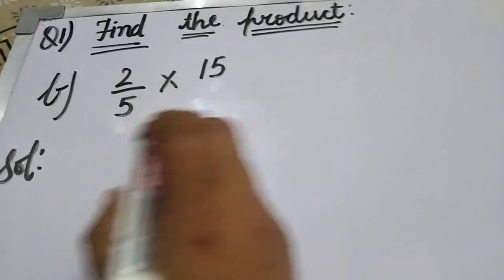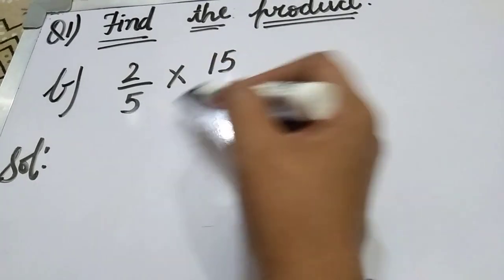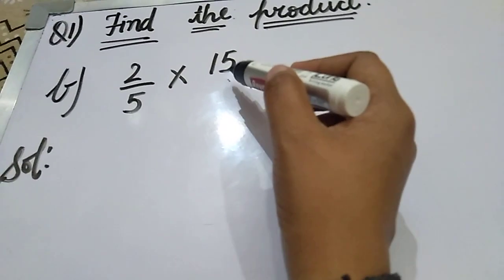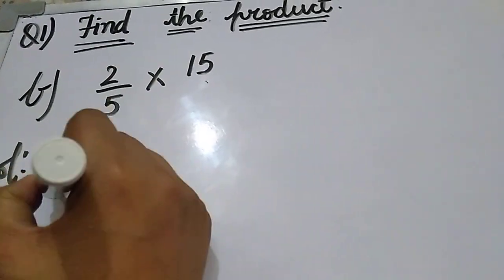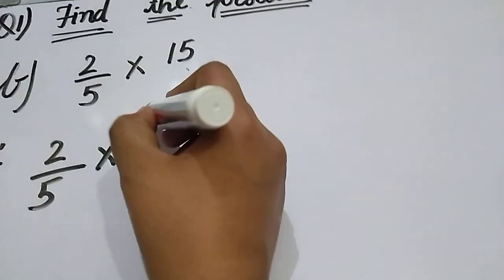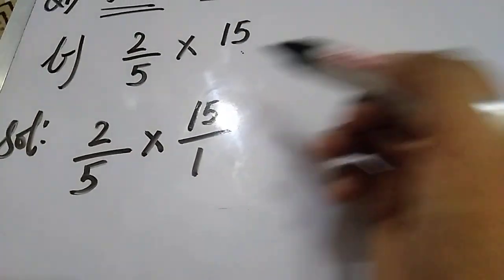In this question we will discuss how to find the product of a fraction by a whole number. 15 is a whole number. Let's see how you will find the product of these two. Here is 2 by 5 multiply, here is 15. In the denominator we will write 1.